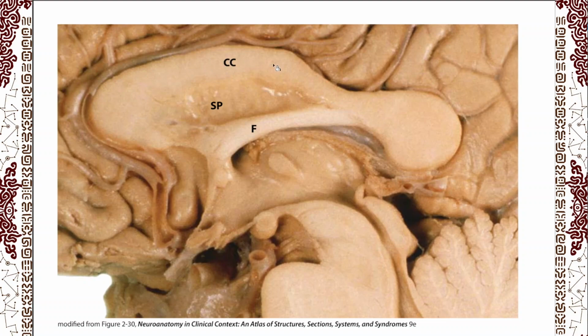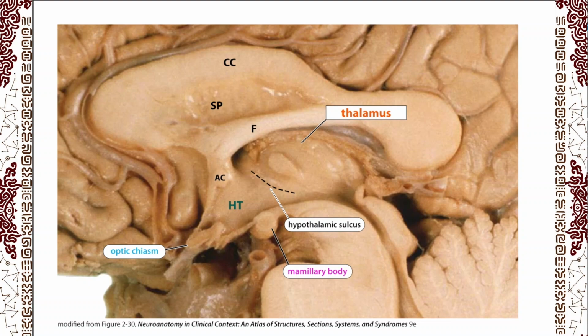Again, here's the corpus callosum, the septum pellucidum, and the body of the fornix. Using the anterior commissure, optic chiasma, as well as the mammillary body, we can triangulate to find the hypothalamus. The hypothalamic sulcus delineates the hypothalamus from the thalamus.